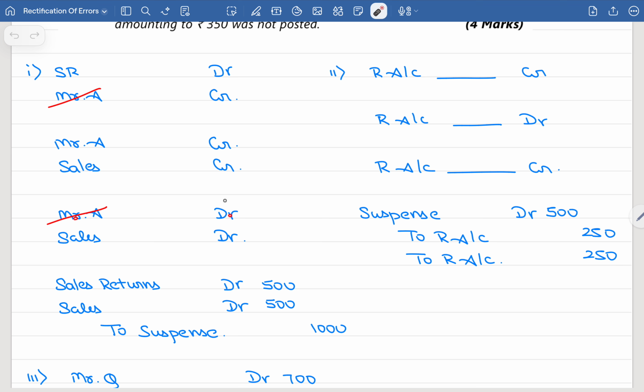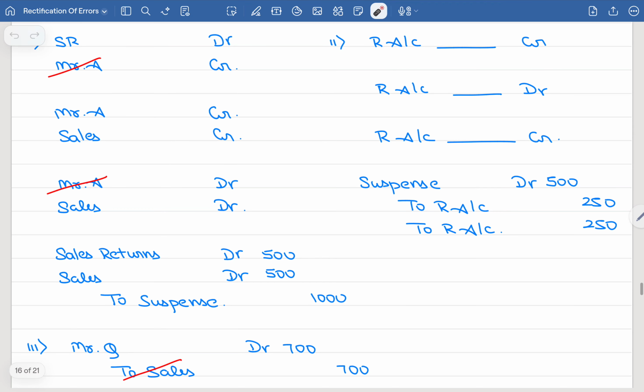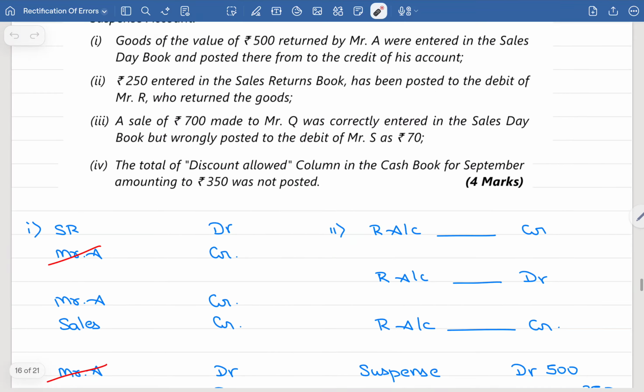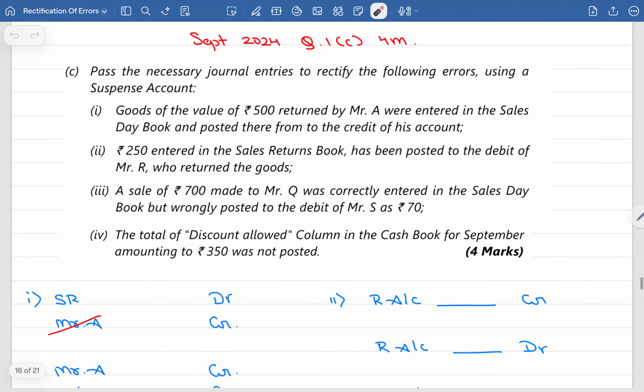Mr. A account debit and Mr. A account credit, so debit and credit ultimately get cancelled. So ultimately what remains? Sales returns account debit 500, sales account debit 500. Nothing is available to credit, so I will use the suspense account. So to suspense 1000. So this is a rectification entry for the error in point number 1.